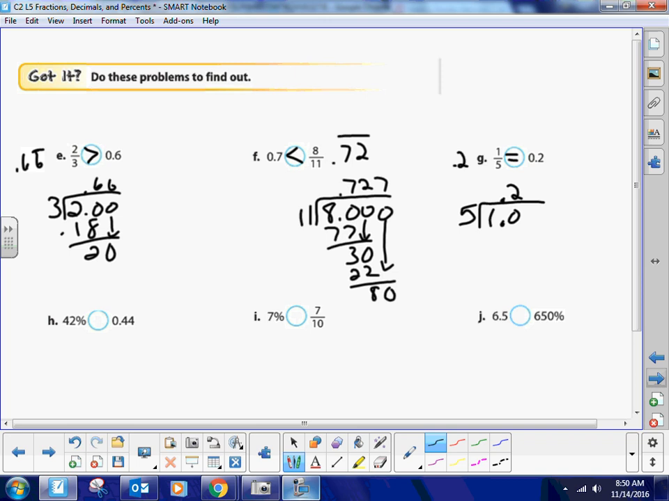Okay, changing a percent into a decimal, just move the decimal over 2 points. So this is 0.42. Now you can easily see which one's bigger and which one's smaller.